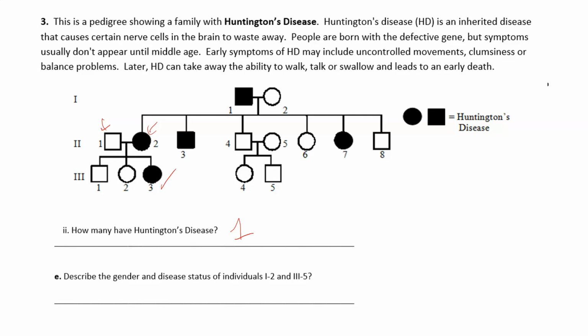Describe the gender and disease status of generation 1, person 2, and generation 3, person 5. So we say generation 1, 2 is female and non-affected. We actually say normal in that respect. So not affected, okay? And then generation 3, number 5, is male and also not affected.